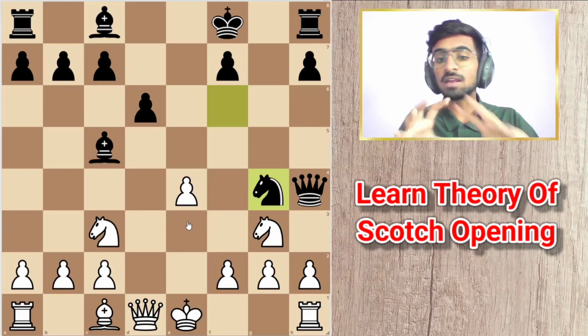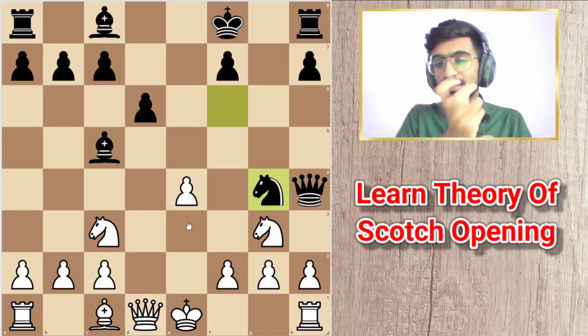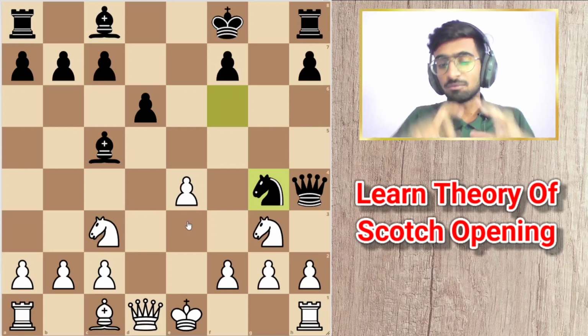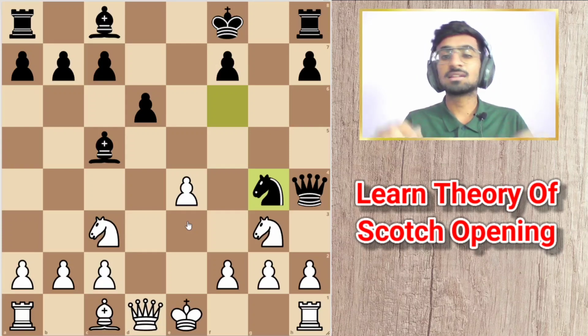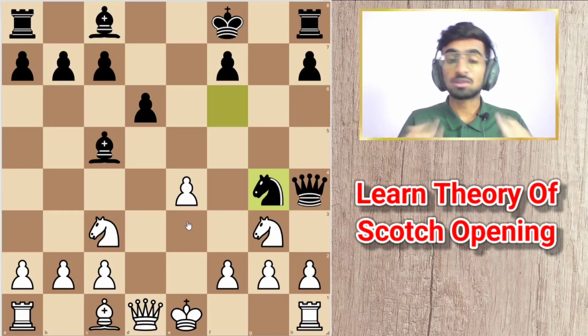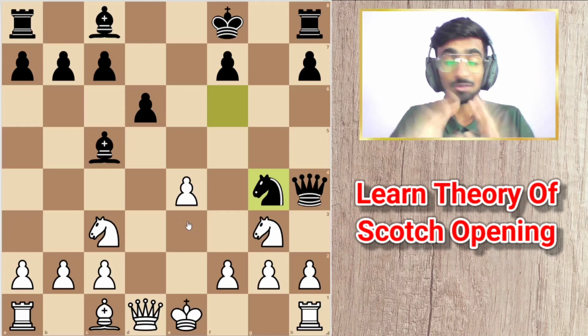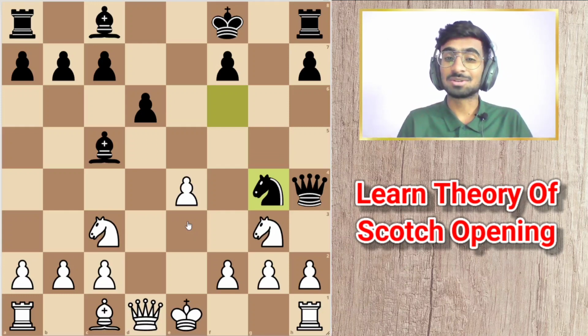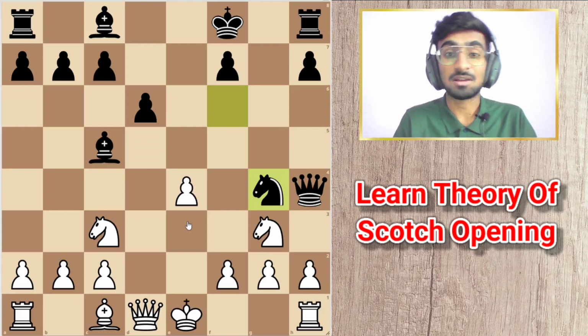And for white, white only has to do one thing, he has to try to defend it here. If white defends it perfectly, then there are very high chances that the game will go in white's favor, although currently anything could happen from any side. Okay, so these were the four variations about the Scotch.